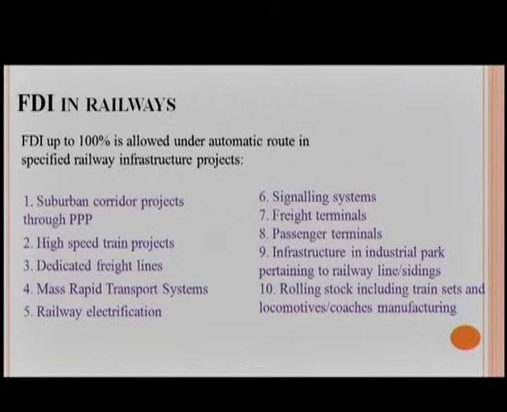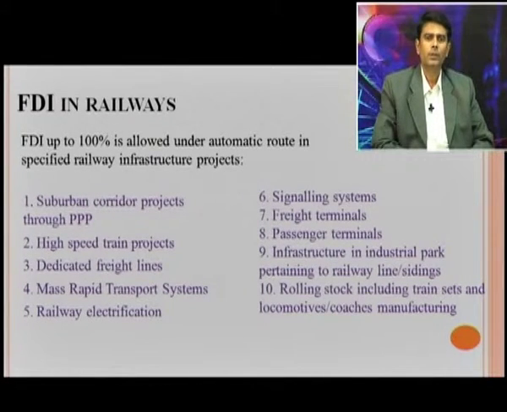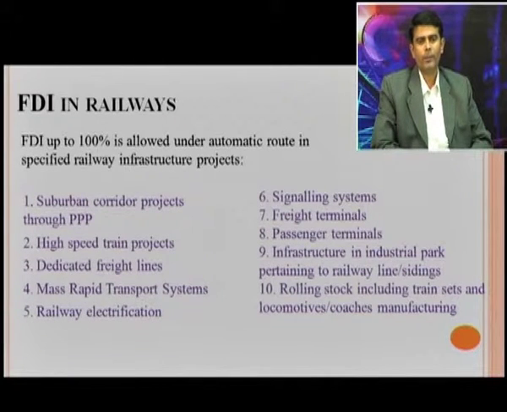FDI in railways is allowed under the automatic route in specific railway infrastructure projects such as suburban corridor projects through PPP, high speed train projects, dedicated freight lines, mass rapid transport systems, railway electrification, signaling systems, freight terminals, passenger terminals, infrastructure in industrial parks pertaining to railway lines and sidings, rolling stock including train sets, and locomotive and coaches manufacturing.